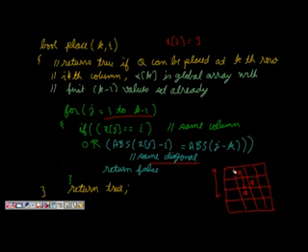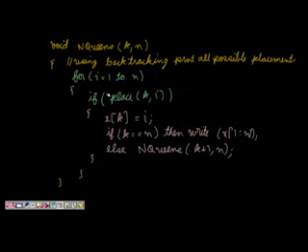So we are checking all the already placed queens in rows 1 to k minus 1. If they are in an attacking position, we return false, but if none of them are in an attacking position, we return true. So this tells us whether we can place a queen at the kth row and ith column, and if we can, it returns true.